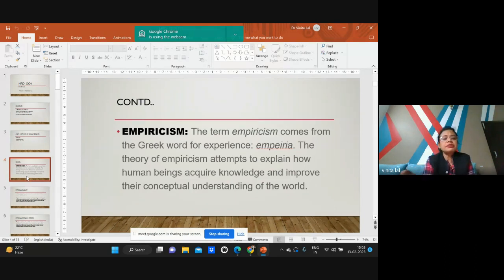This word comes from the Greek word, and the theory of empiricism attempts to explain how human beings acquire knowledge and improve their conceptual understanding of the world. And in science it heavily emphasizes the use of experiment and observation. The goal of such experimentation is to apply theories to real world observation and record the findings in the form of empirical data and present them for relevance.